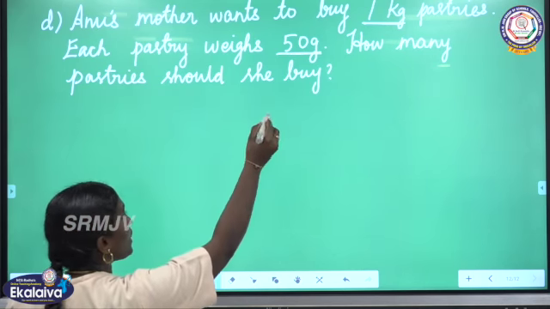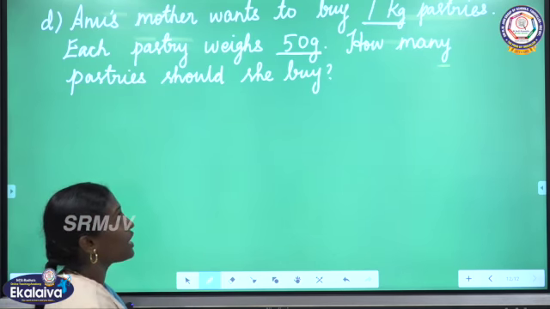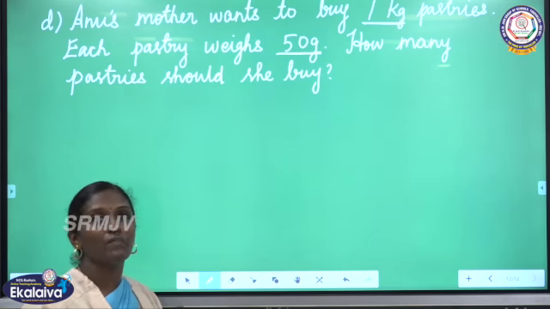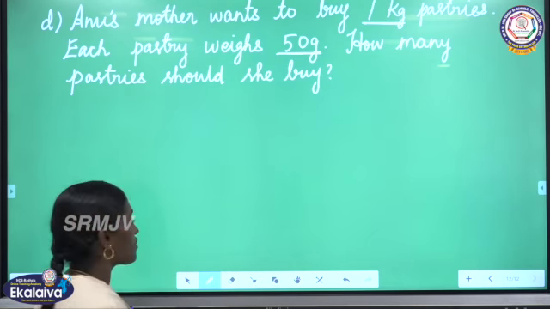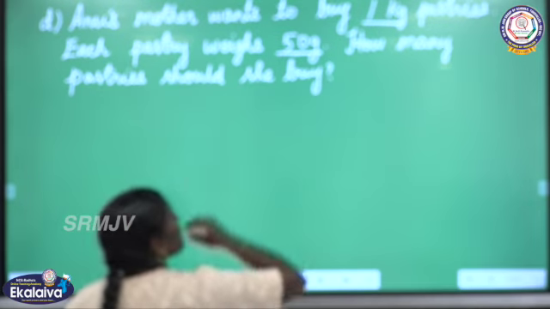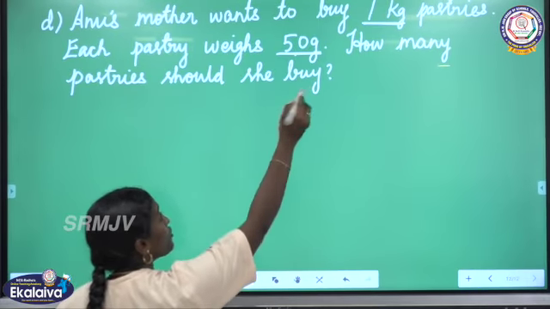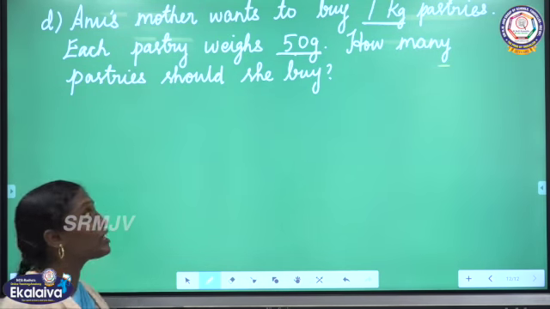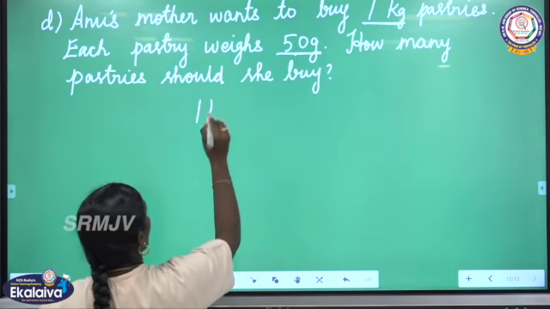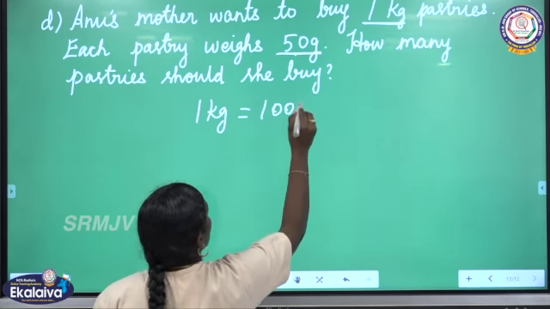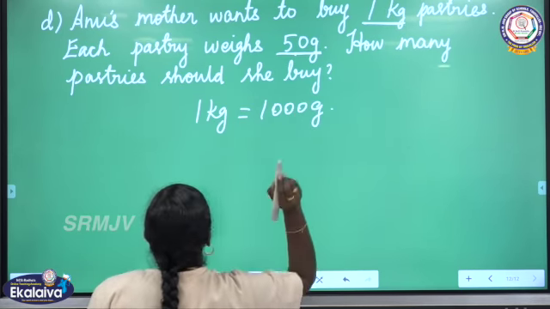So the total weight she wants to buy is 1 kilogram. 1 kilogram divided by the weight of 1 pastry. Then we will get the number of pastries. Okay. First, here the weight of 1 pastry is in gram. She wants to buy 1 kilogram. The units are different. So first we have to change the unit. So I am going to write 1 kilogram as gram. 1 kilogram is equal to 1000 gram.